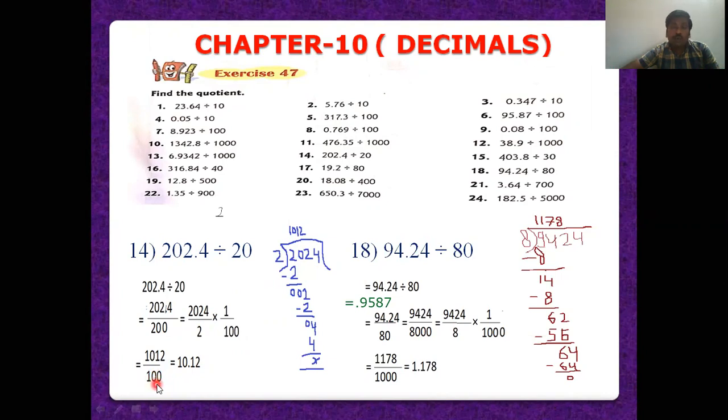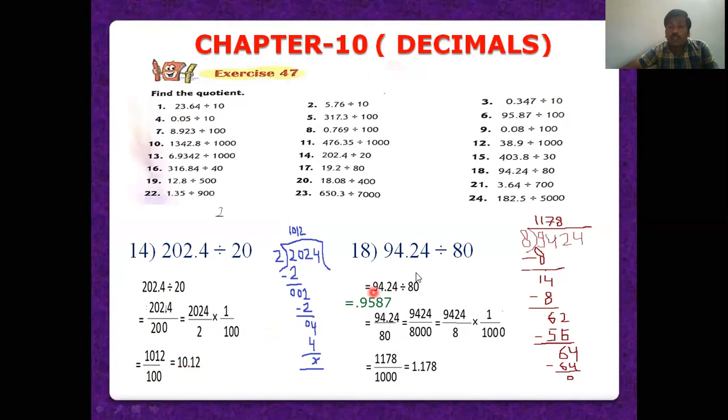And now when we divide 1012 by 100, I have already learned in the previous slide how we can insert the decimal point. Count the number of zeros. Here are two zeros, and now put the decimal point from the left side after the two digits. Here are the two digits, 2 and 1, right, the decimal places.